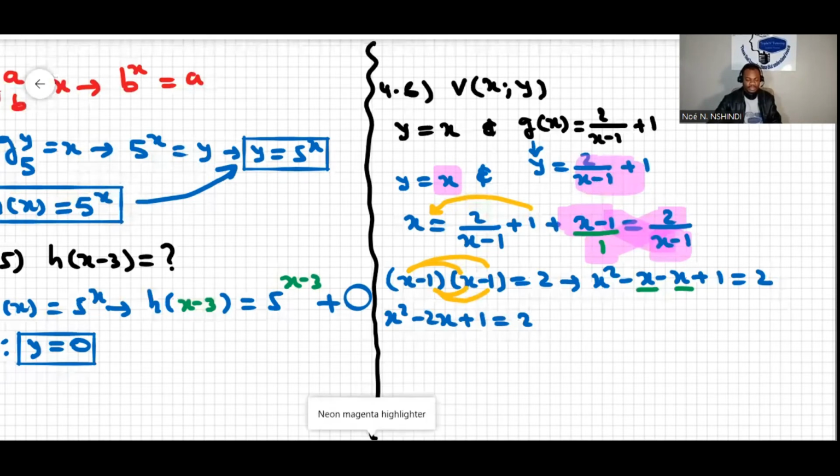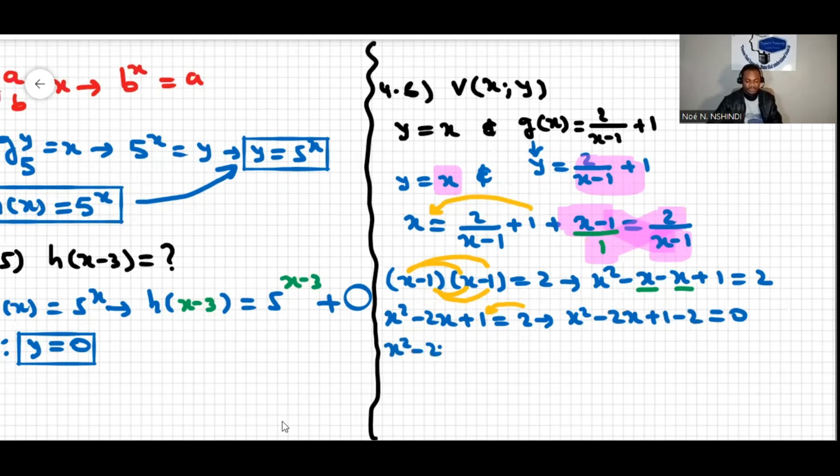And then I'm going to move the 2 over here. So the equation will become x squared minus 2x plus 1 minus 2 equals 0. And that makes x squared minus 2x minus 1 equal to 0.